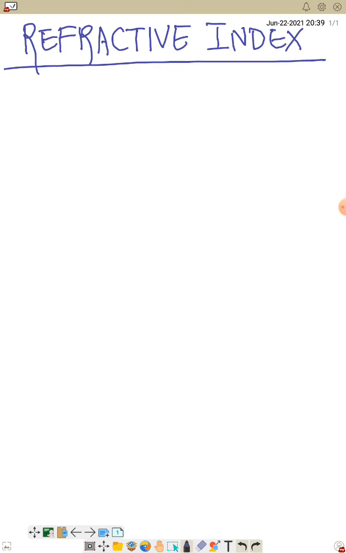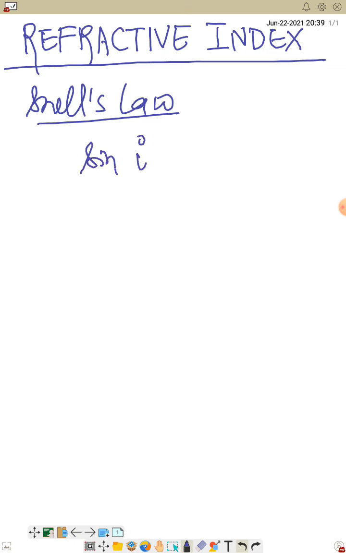and I am pretty sure that you have already come across this term refractive index from the law of refraction, isn't it, which is also called Snell's law, isn't it? And this Snell's law said that the ratio of sine of angle of incidence to the sine of angle of refraction is always constant for a given pair of media.